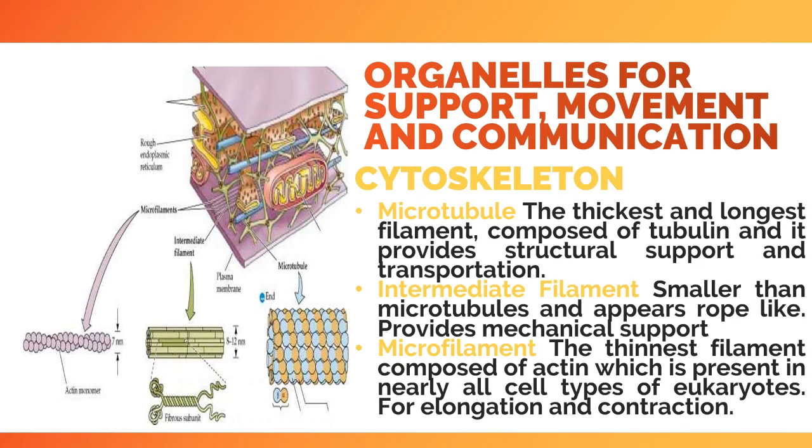Next one is the parts of the cytoskeleton. We have here what we call microtubule. It is the thickest and the longest filament composed of tubulin, and it provides structural support and transportation. We have here the intermediate filament. It is smaller than microtubules and appears to be rope-like. Its function is to provide mechanical support. And lastly, we have what we call microfilament. It is the thinnest filament composed of actin, which is present in nearly all cell types of eukaryotes. Its function is for elongation and contraction.